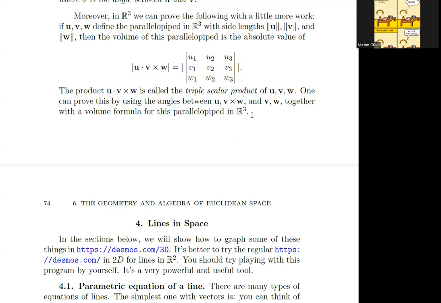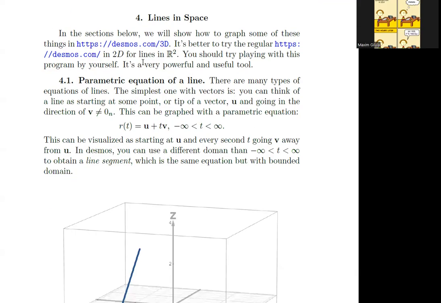So that's it for dot and cross products. Let's talk about lines in space. And for this, you might want to reference Desmos and learn how to graph a little bit in Desmos because it can be a very powerful tool. And I'll give some examples here.